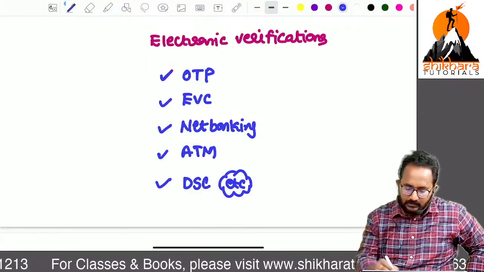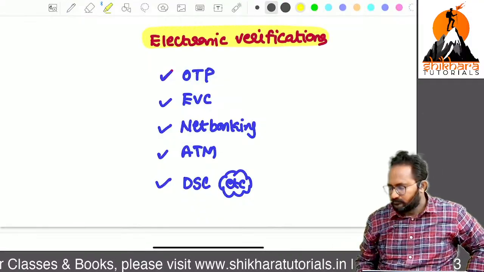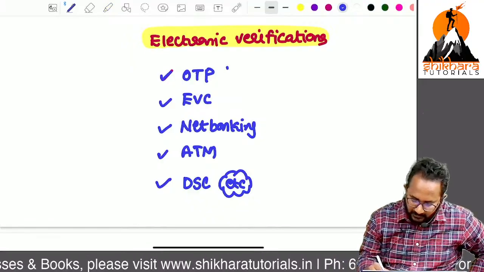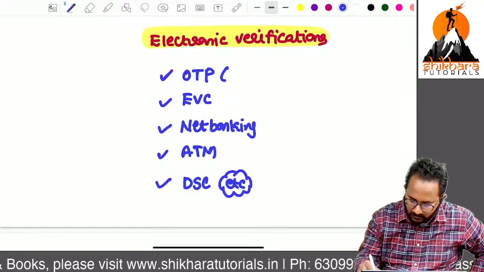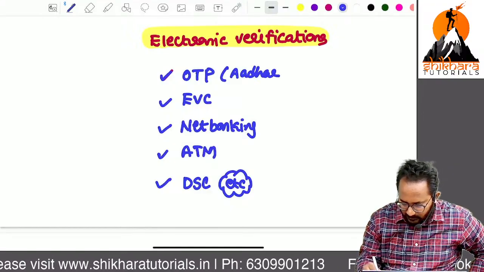Okay. Sir, example. So here OTP means Aadhaar generally. No need to write, just listen. These are all just common concepts only.